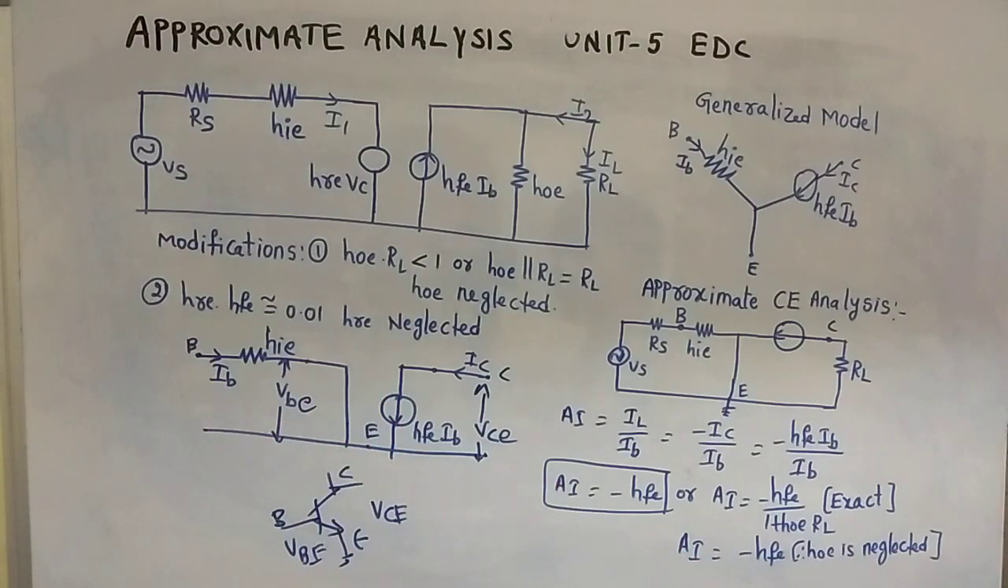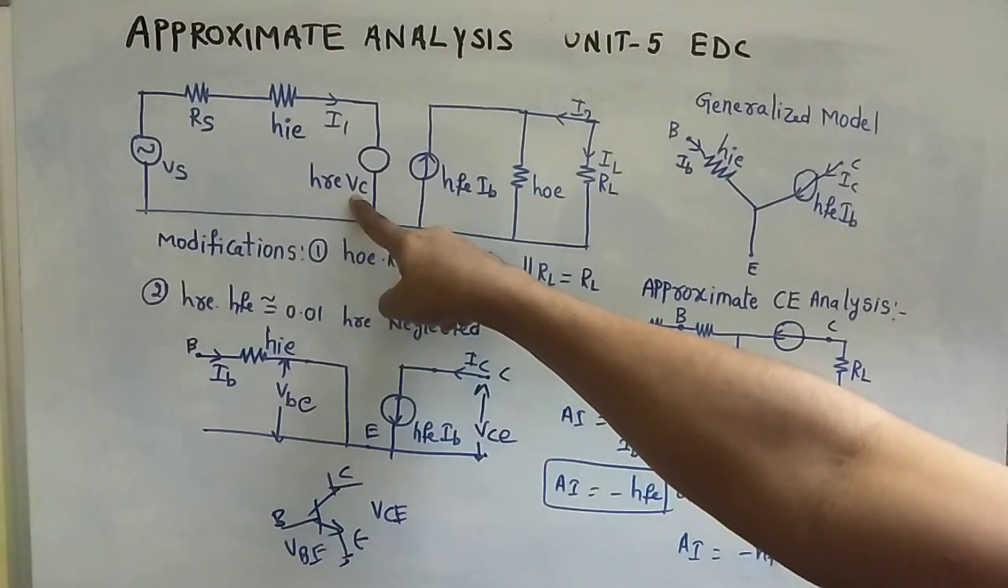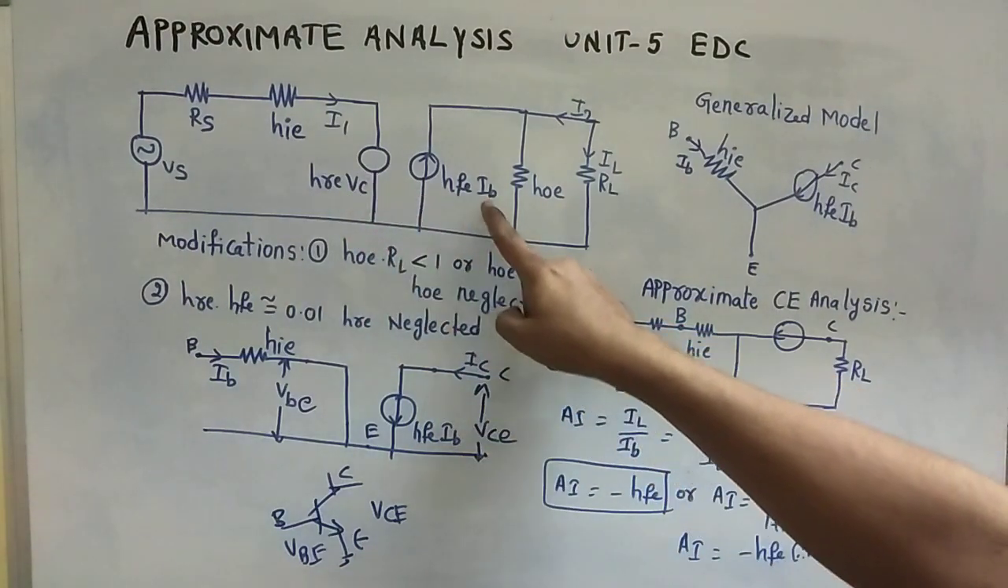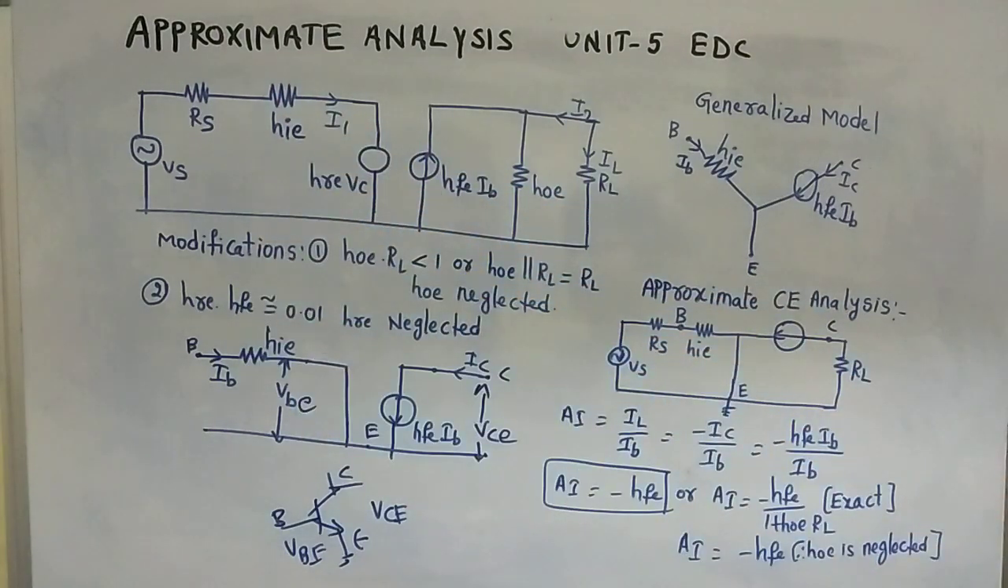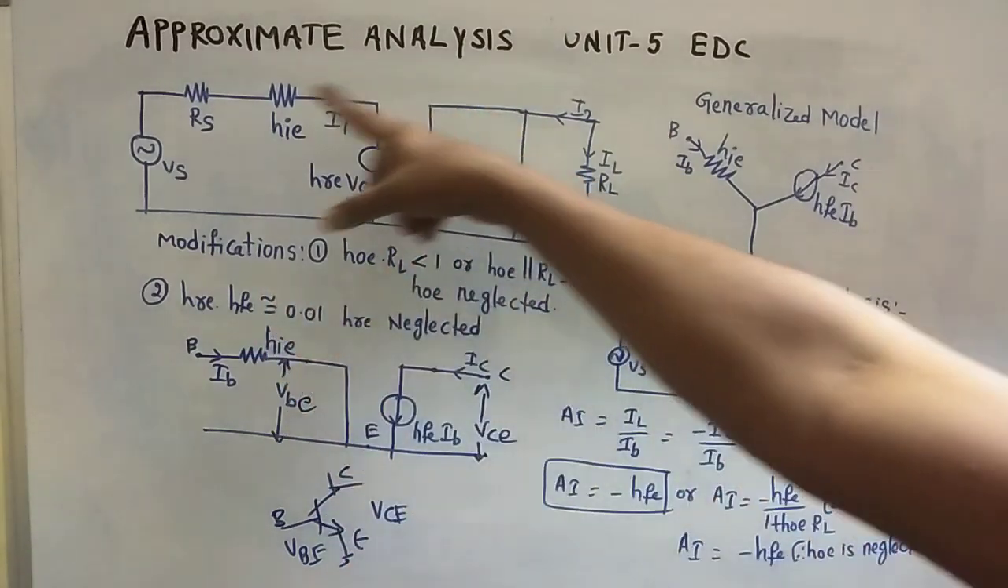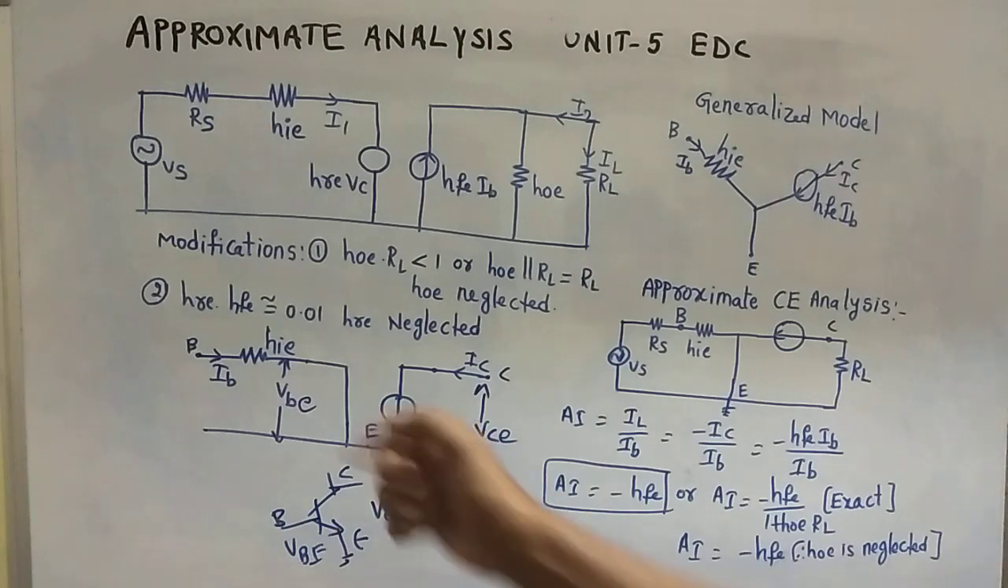So this is the approximate model. How we got the approximate model, we will see now. In place of VCE I am taking only VC, and in place of VBE I am taking only VB. Input voltage VB, output voltage VC. If you want, you may take VBE and VCE, no problem. Then how this exact model can be converted into the approximate model, we will see now by making some modifications.